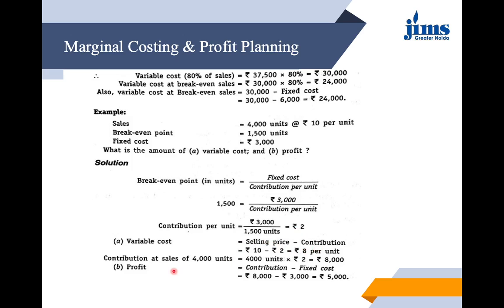Now from here we can calculate the contribution of sales at 4,000 units, that is rupees 8,000. Now next step, we need to calculate profit. So simply we are having the amount of contribution, we can subtract fixed cost from it and we can find out that the profit is rupees 5,000.